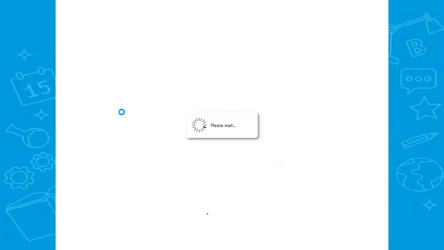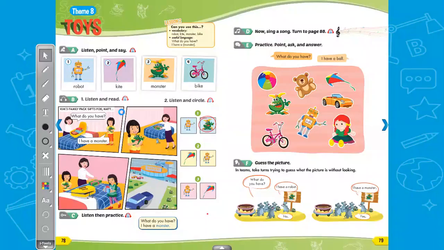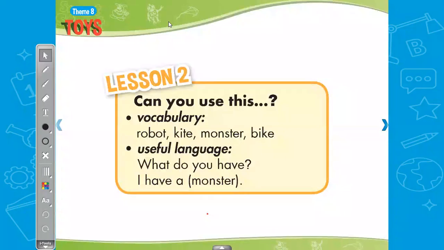What is under unit 2? We're going to have the same thing, only this time we want to ask the question. What was the question we want to ask? The question we want to ask is, what do you have? Can you see? What do you have? And the answer, just like last week, is I have, and you say the toy you have.